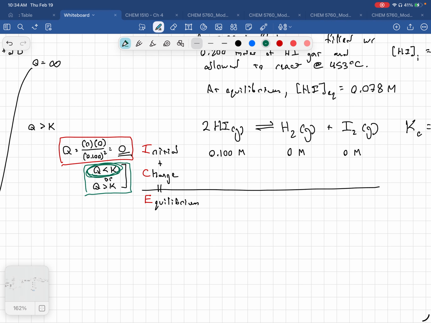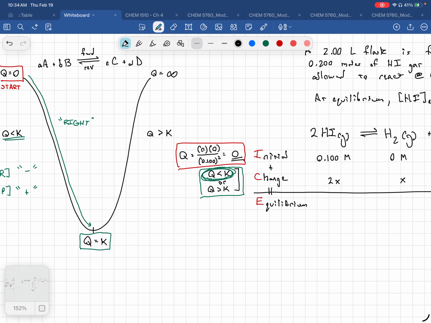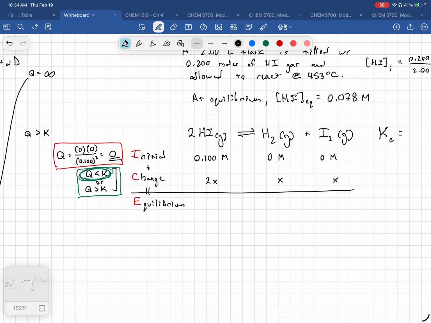So if we go over here, we know these are going to change by some number X in concentration, right? So the change in concentration is our X, right? That's how we're getting from Q equals 0 to Q equals K.